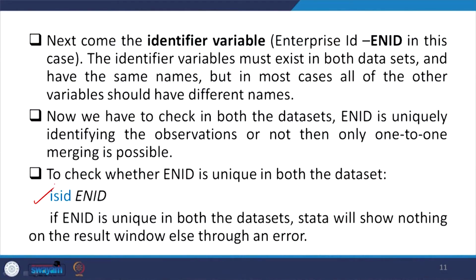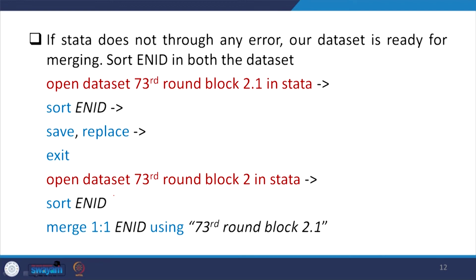I have shown you ISID. It is very important to note that you have to find out the identifier. Here I have entered ENID, but please note that in our case in the data set I have shown you it is ENTID. Now, if Stata does not throw any error, our data set is ready for merging. Other steps are also very important.